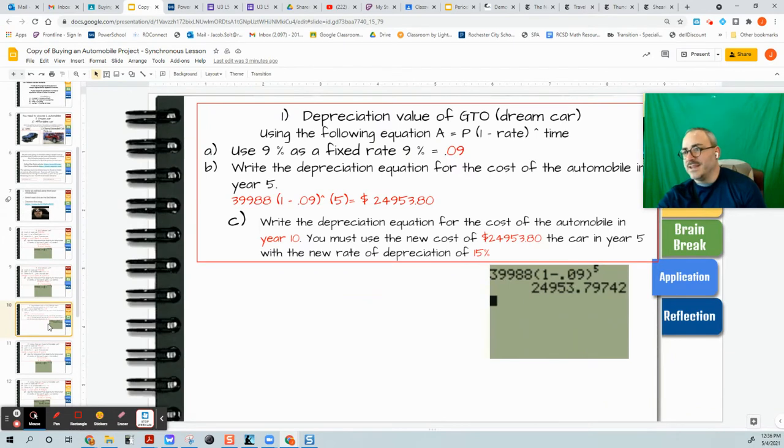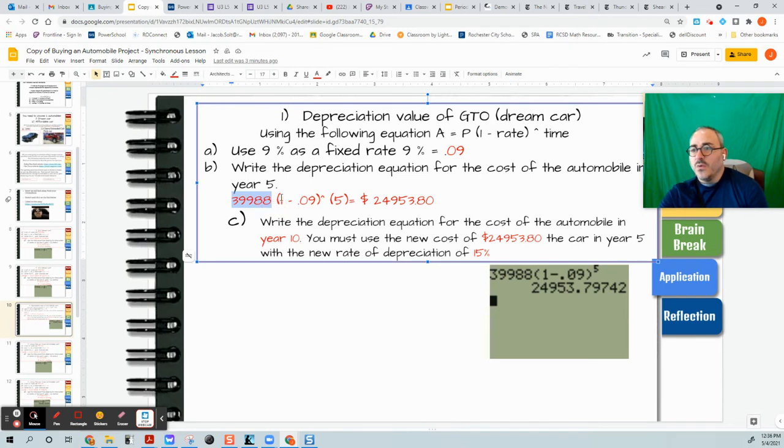And then you will complete this next slide, the depreciation of your car. Use 9% as a fixed rate of depreciation, and you'll run the depreciation equation, which is the price of your car times 1 minus 0.09. This is 9% depreciation expressed as a decimal. 1 minus 0.09 will be like what? 0.91?